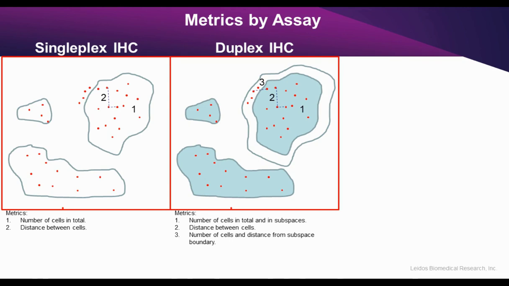For duplex IHC, we include all the data from the singleplex IHC, and now we have a phenotyping marker like PanCK that lets us separate regions and analyze content plus or minus the phenotyping marker and proximity to.